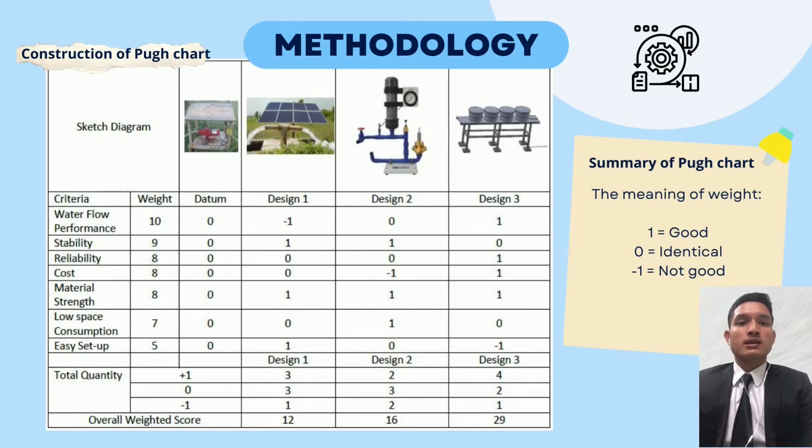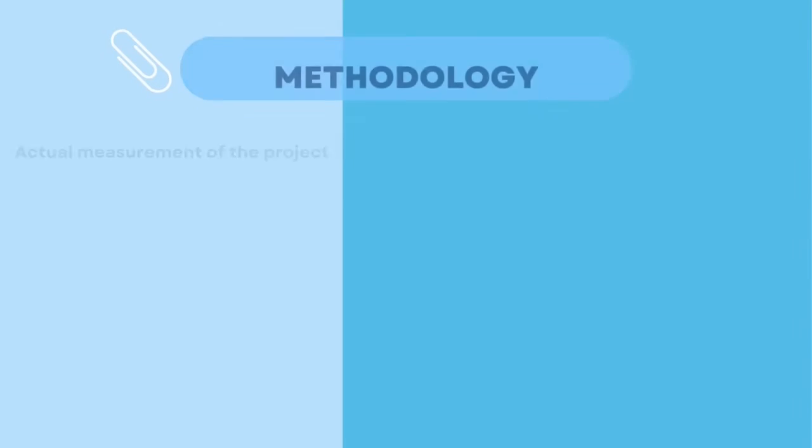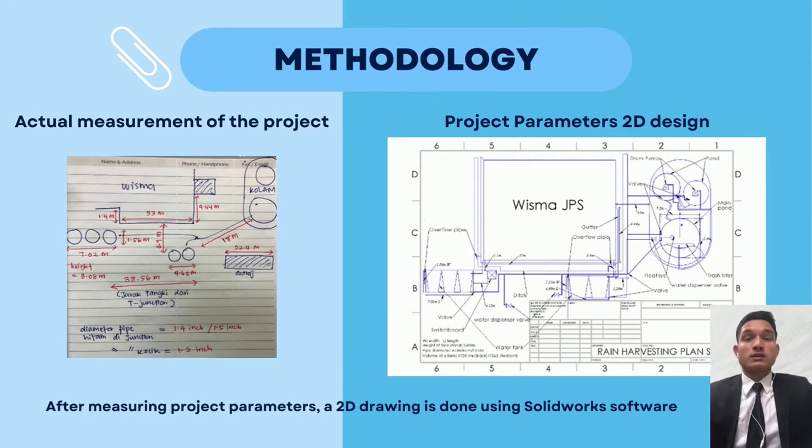And we can see that there is a weightage for each criterion, and the meaning of the weight for each criterion is 1 for good, 0 for identical, and -1 is not good. As shown in the figure above, the actual measurement of project parameters has been obtained and sketched roughly. The measurement was then translated into a 2D drawing using SolidWorks software.